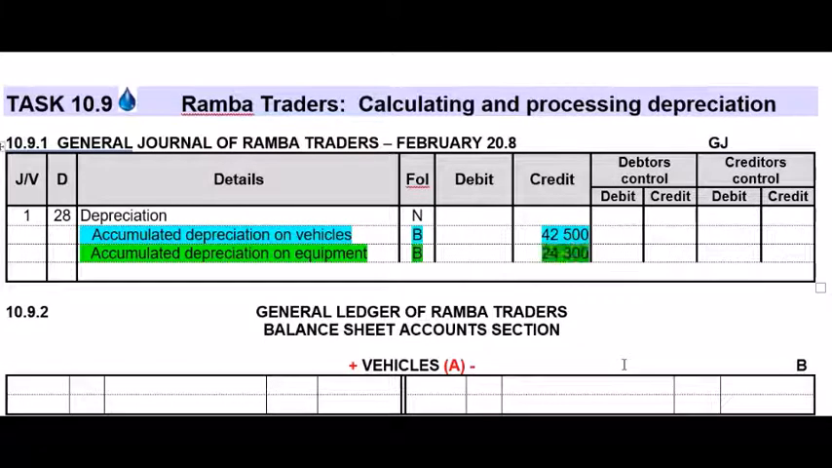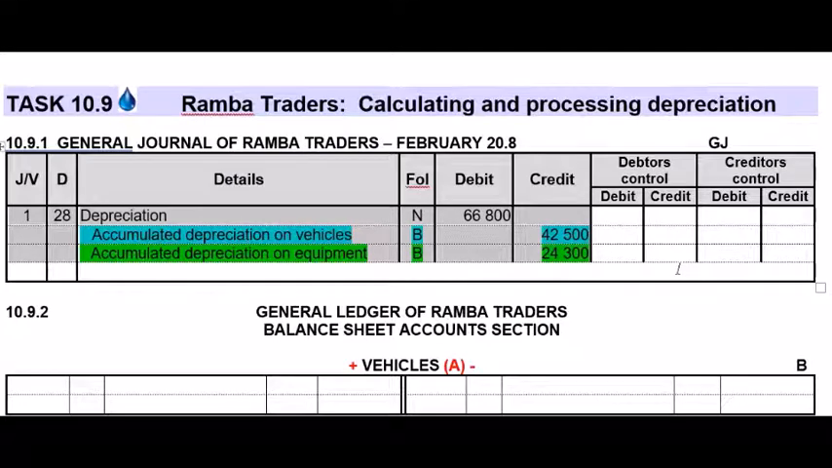And then it gives you 24,300 Rand. Okay, now the total value that depreciation is debited with is then these two added together. Okay, so you write 66,800. Remember, this is the way that we will always record depreciation for a business in the general journal. Okay, so you won't have two separate journal vouchers, one for vehicles, one for equipment.